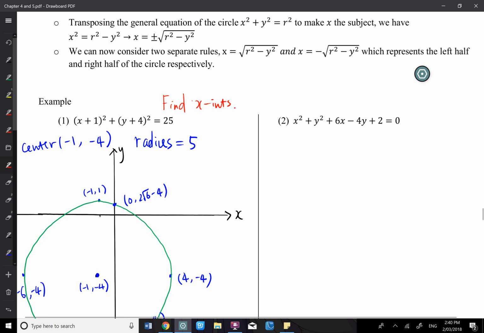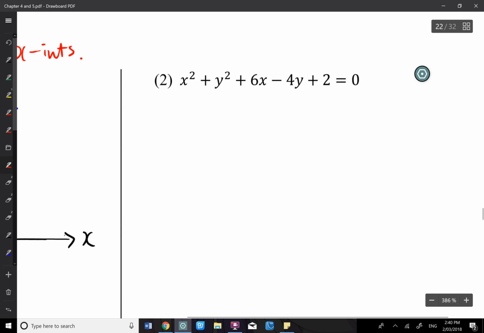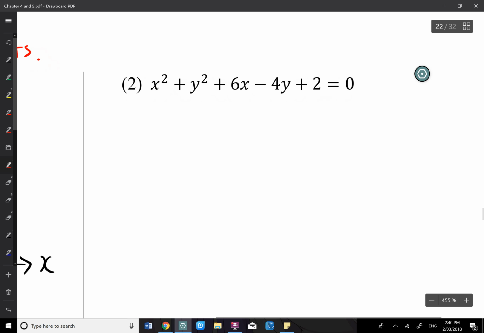Okay, let's have a look at the second one. What kind of graph do you think this will be? Have a smart guess, a circle. Can you see the center? No, not yet. What do you need to do? So what can be a circle? We have x squared and y squared in one equation with the same sign and the same coefficient. That will be a circle.